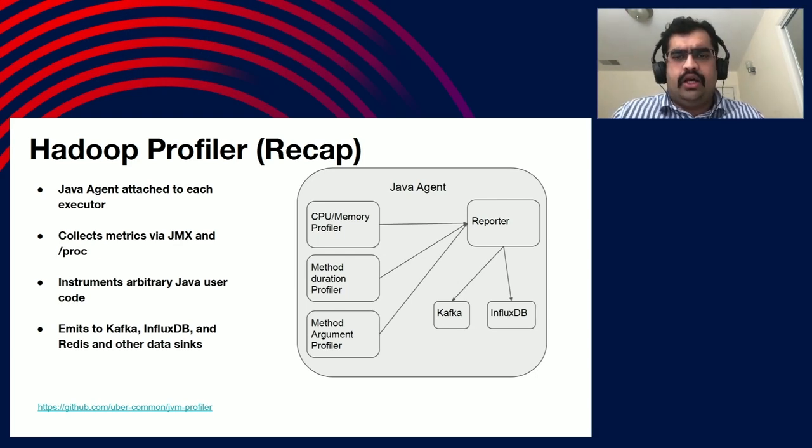At a high level, what Hadoop Profiler is, it's basically a Java agent. So when you are defining a Spark conf, in the extra arguments, you will provide some configurations which are listed on their website. And once you submit a Spark job, whenever an executor comes up, it comes up with this Java agent attached. This Java agent lets you do some profiling.